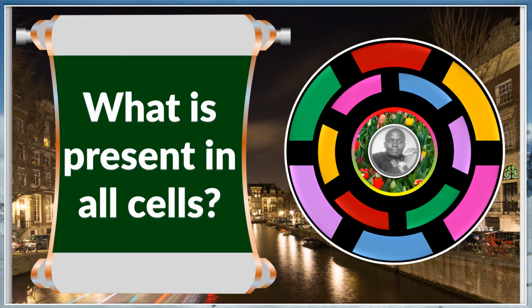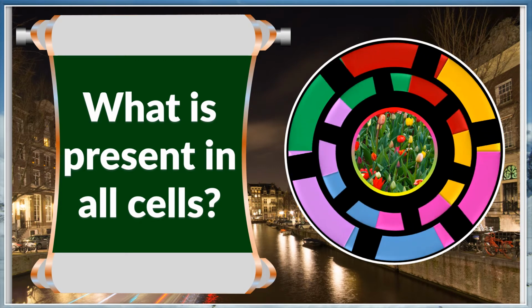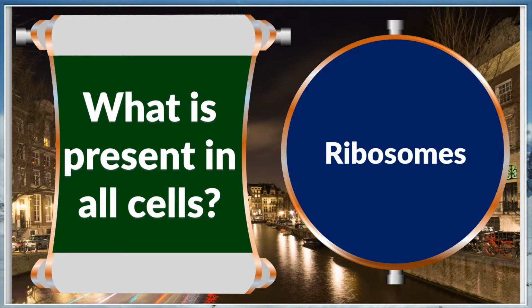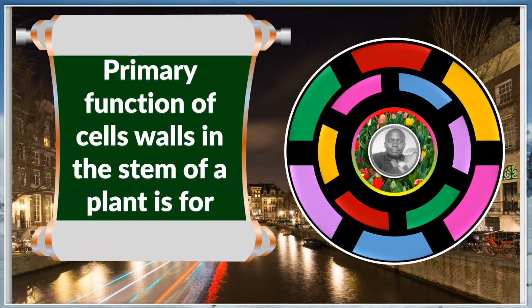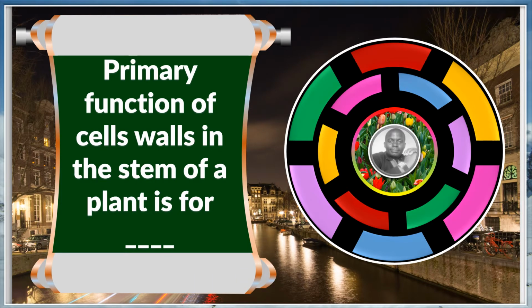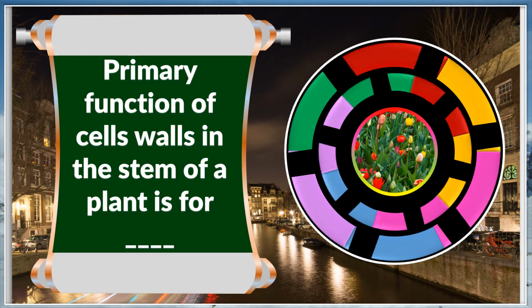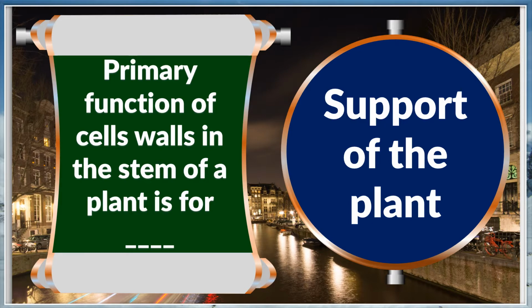What is present in all cells? Ribosomes. Primary function of cell wall in the stem of a plant is for support of the plant.